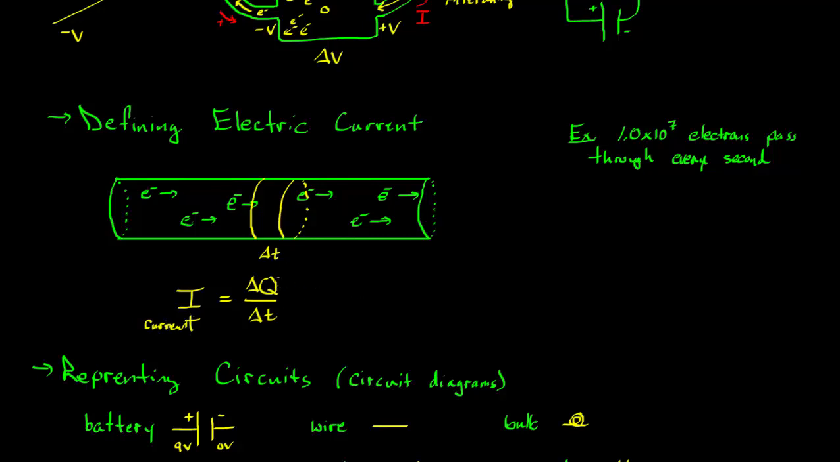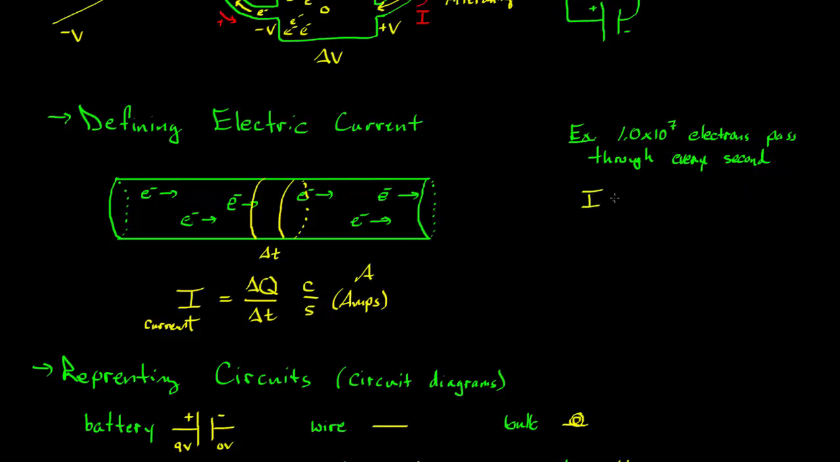The units on this thing: charge is coulombs, and that would be seconds, and we call them amps. And we use just big A, after Ampere, the physicist. Okay, so let's see an example. If we wanted to determine the current in a wire in which 1 times 10 to the 7th electrons are passing through every second, then we just use the definition.